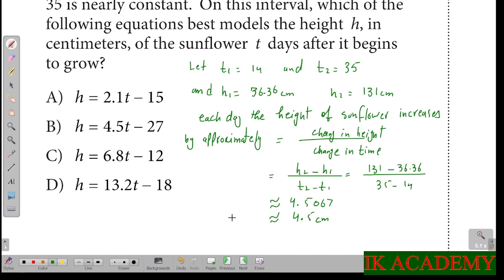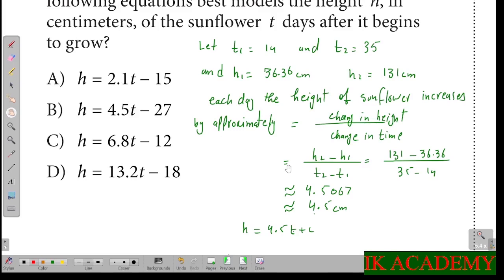So the equation that shows the height of the sunflower t days after it begins to grow will be h is equal to 4.5 t plus c. Actually, it is the slope of the line, which is 4.5 centimeters. It gives me that if the time changes 1 unit, the height will change 4.5 centimeters on each unit change of time, which is in days. It means each day the change in height will be 4.5 centimeters.